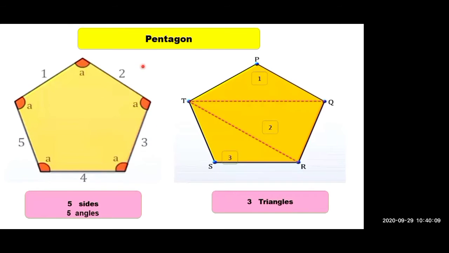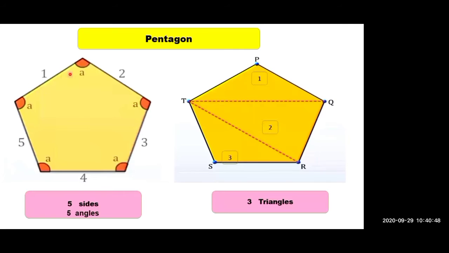What is the name of this polygon? Pentagon. Children, I have told you that each polygon is given a name depending on how many sides it has. हर एक polygon का नाम उसमें कितनी sides है उसके ऊपर दिया गया है. So here penta means 5. Okay, in Greek and Latin language penta means 5. So how many sides are there in pentagon? 1, 2, 3, 4 and 5 sides.